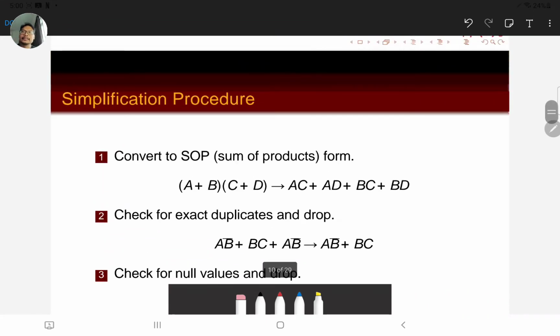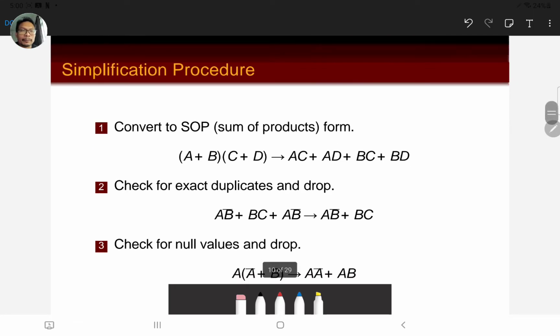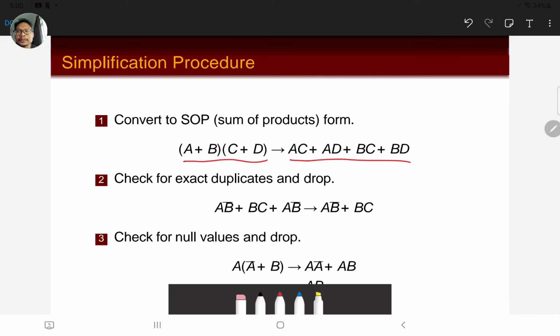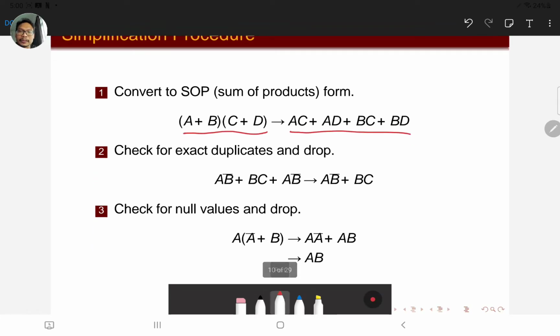So this is a simplification procedure, or the strategy that we can follow. The strategy: number 1, convert to SOP, or sum of products. If you have a POS, you want to convert to the SOP, so here you can simply make the expansion. Number 2, check for exact duplicates and drop. Do we have a duplicate here? It seems the first term and the last term are the same, and remember that A plus A is equal to A. Therefore we remove one. Now it becomes AB bar plus BC.